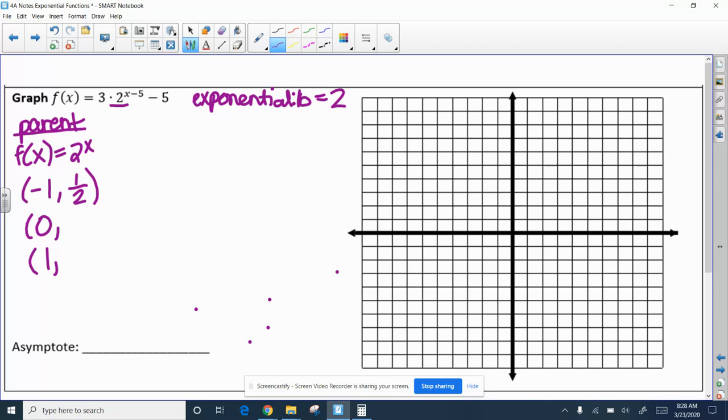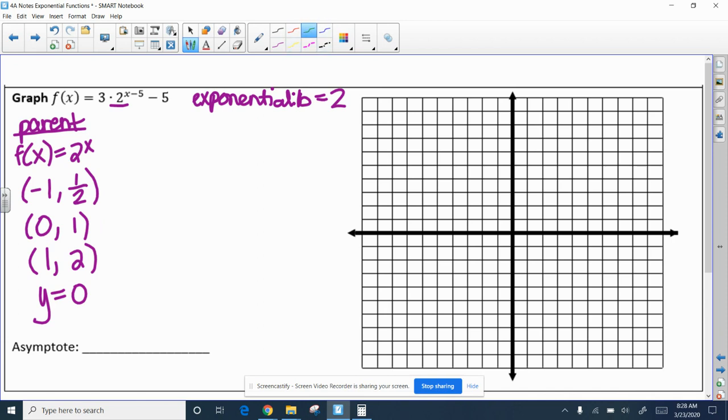Or remember, that would be 1 over b. If I plug in a 0, 2 to the 0 power is 1. And if I plug in a 1, 2 to the 1 power is 2. We also have to include our asymptote. On the parent function, the asymptote is always the horizontal line, y equals 0. All right, so those are the points we're going to use for our original or parent function.